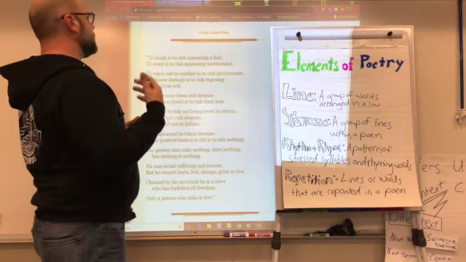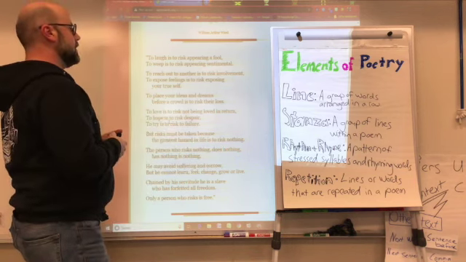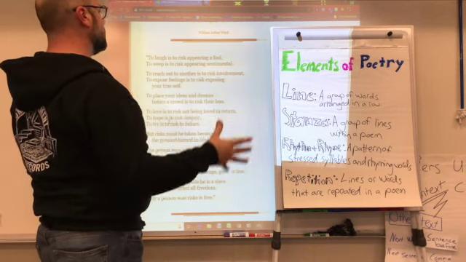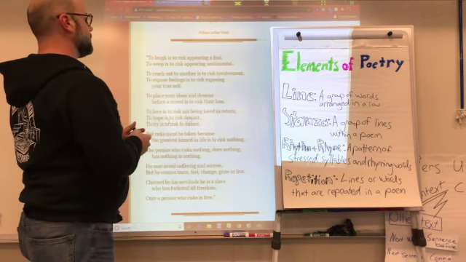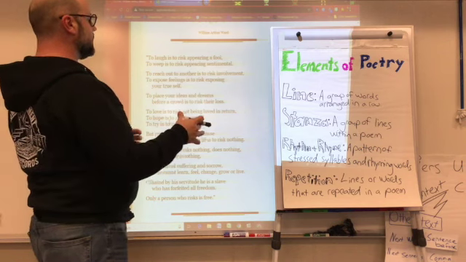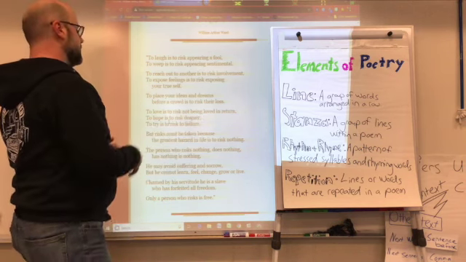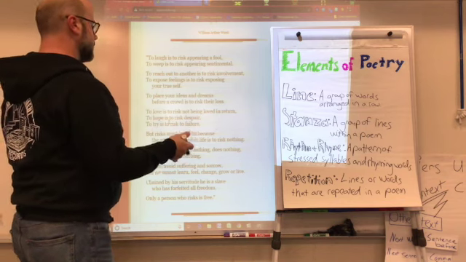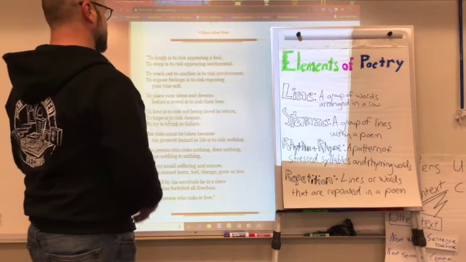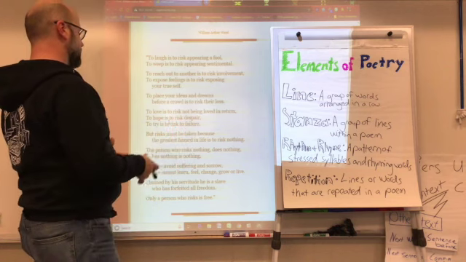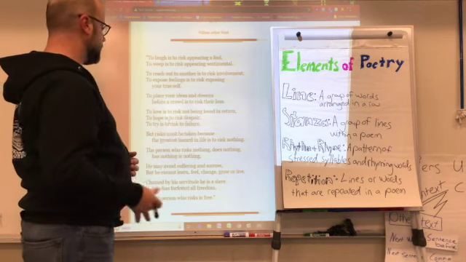And once again, to laugh is to risk appearing a fool. To weep is to risk appearing sentimental. To reach out to another is to risk involvement. To expose feelings is to risk exposing your true self. To place your ideas and dreams before a crowd is to risk their loss. To love is to risk not being loved in return. To hope is to risk despair. To try is to risk failure.